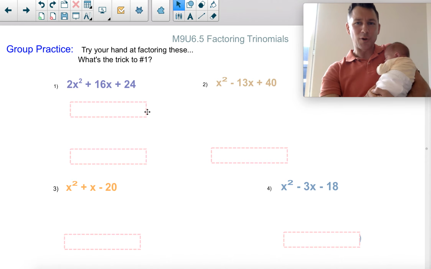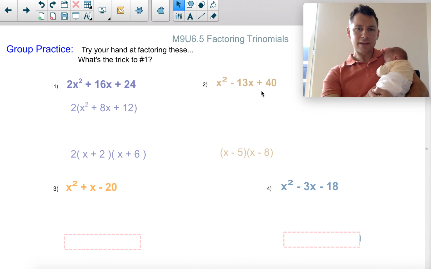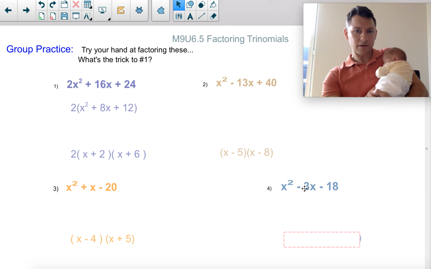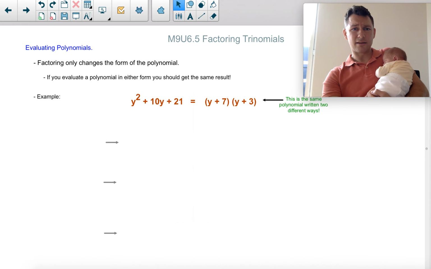All right, so you've pulled out a 2 out of here, and this becomes x squared, and it factors to that. In 2, this factors to negative and negative, because this is positive and this is negative, these should both be negatives. Same thing here, this is negative, so one has to be positive, one has to be negative. Because the x is positive, the bigger number is going to be positive here, vice versa here. Cool? Great. If you got that, it's done.